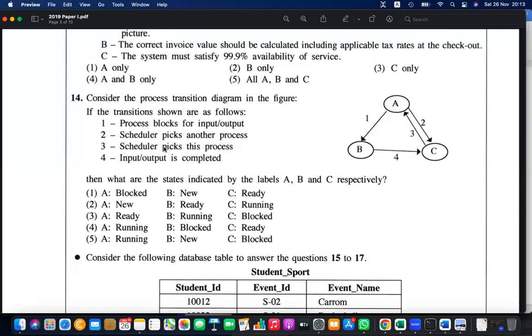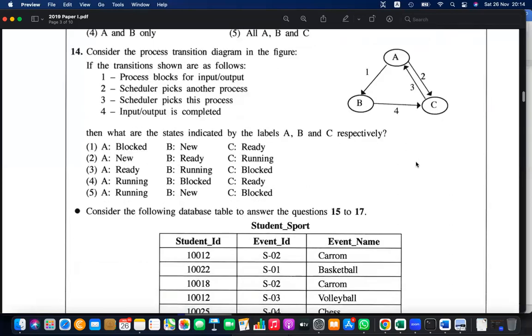Okay, then the next is the scheduler. This part is clear now, right? Then the input output is completed. Once completed, the blocked process will become running again.